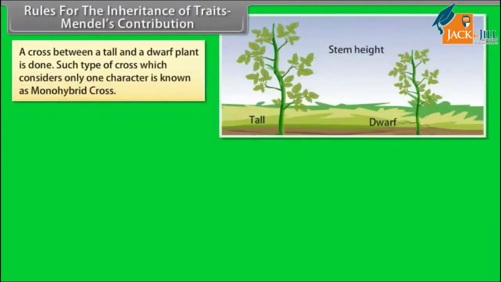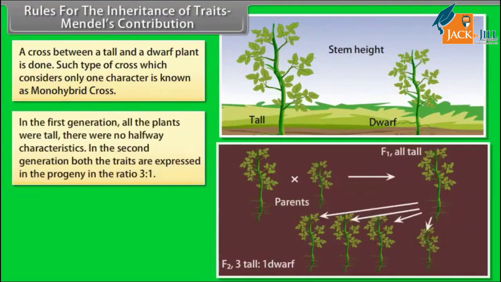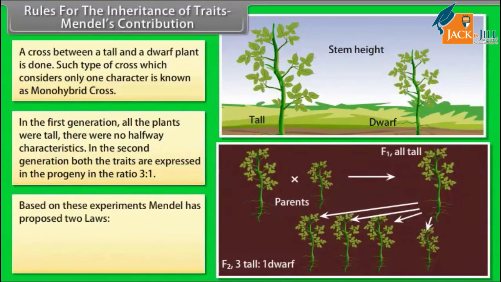A cross between a tall and a dwarf plant is done. Such type of cross which considers only one character is known as monohybrid cross. In the first generation, all the plants were tall. There were no halfway characteristics. In the second generation, both the traits are expressed in a progeny in the ratio 3:1. Based on these experiments, Mendel proposed 2 laws: law of dominance, law of segregation.